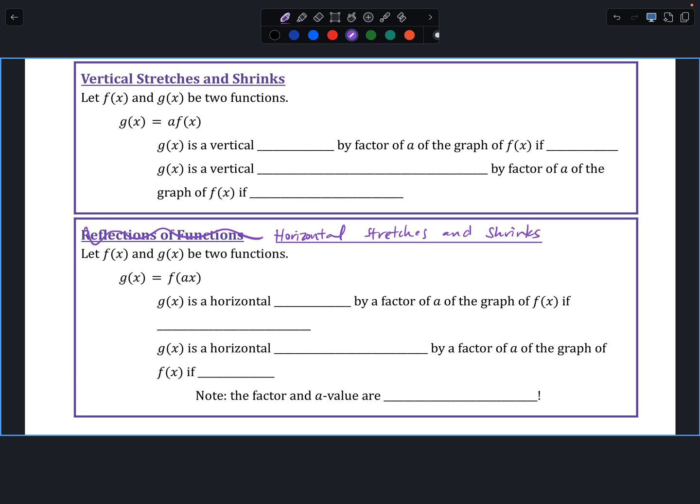So let f of x and g of x be two functions. g of x is equal to a times f of x. Notice that the a value is on the outside. That tells you that it's either going to be a vertical stretch by a factor of a of the graph of f of x if a is greater than 1.